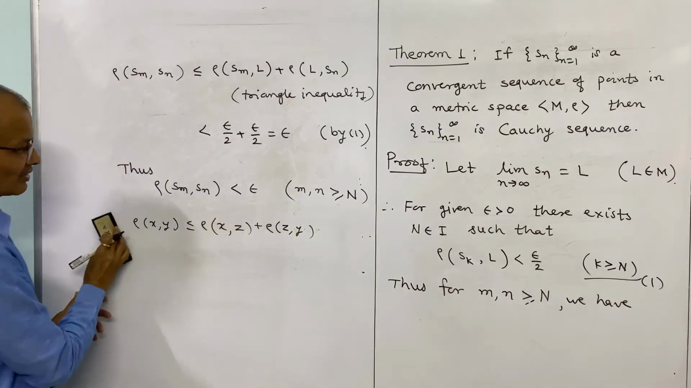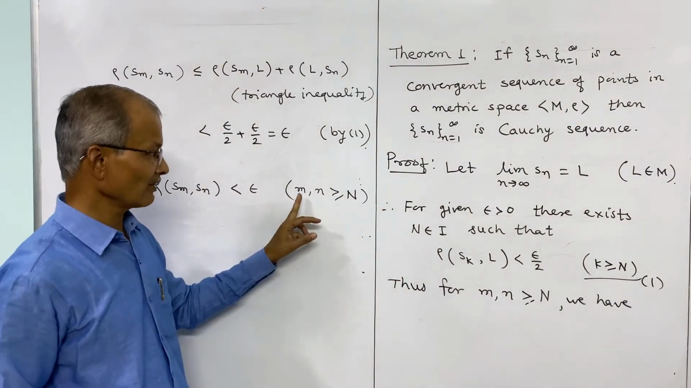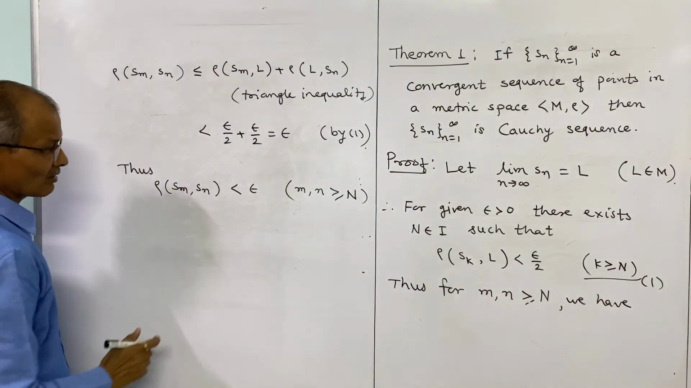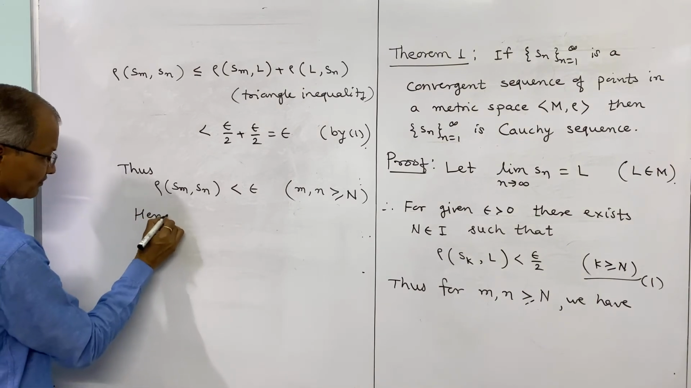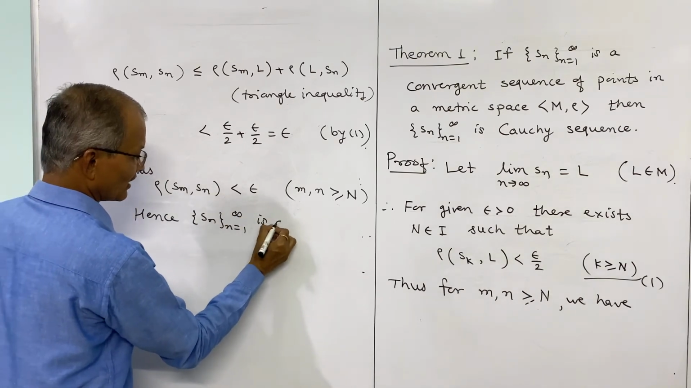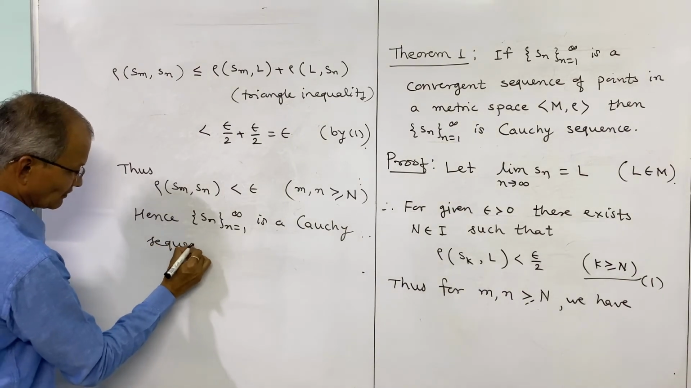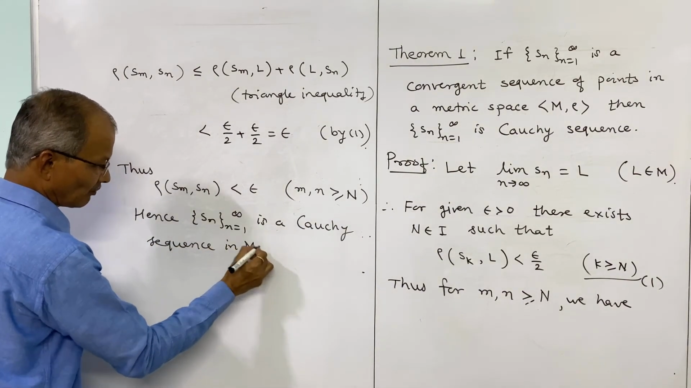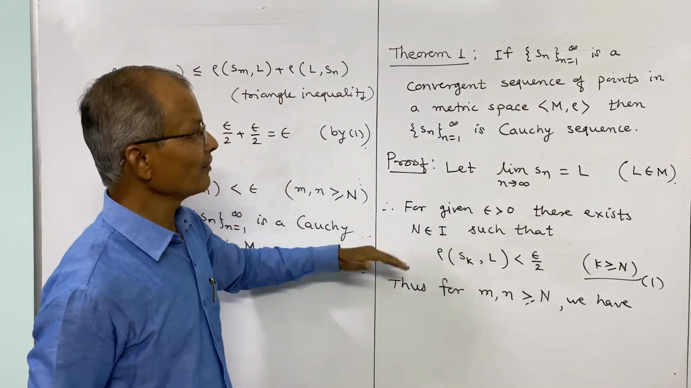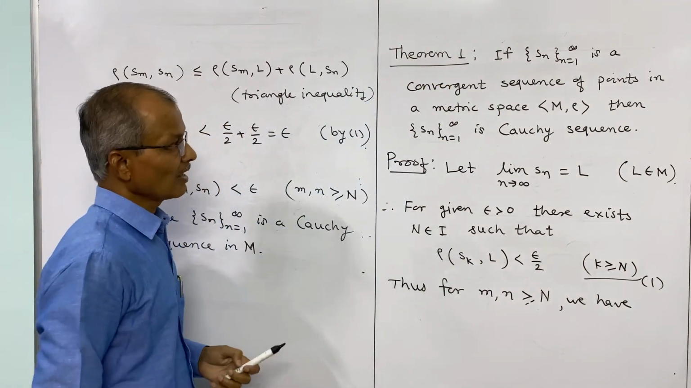And what does this show? This shows that the distance between mth term and nth term is less than epsilon whenever m and n are greater than or equal to capital N. This means the sequence S_n is a Cauchy sequence. Hence, S_n is a Cauchy sequence of points in M, in the metric space M. And thus in a metric space M, convergent sequences are Cauchy sequences.